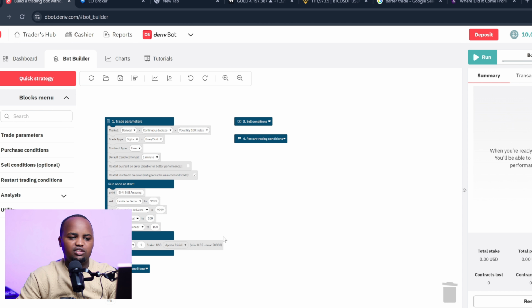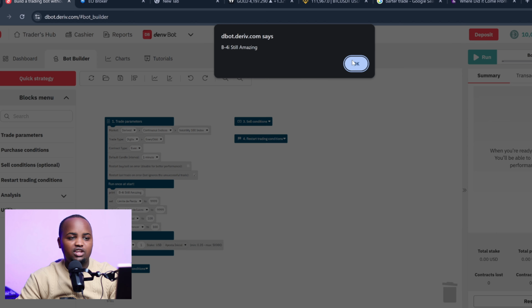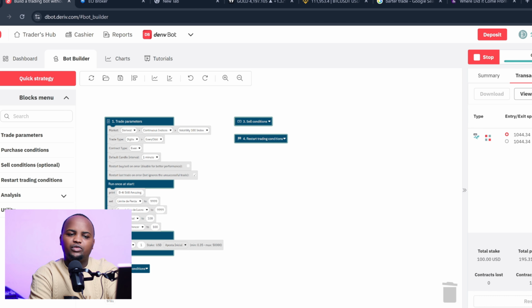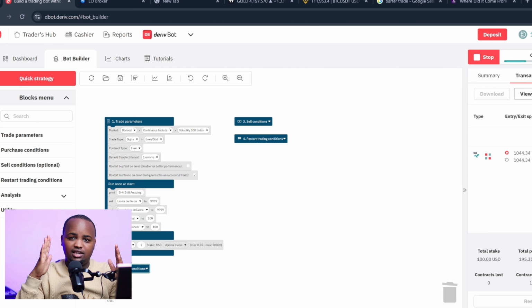So you see now that is what is one tick here, and then you run the bot. This bot is actually going to trade for you automatically. You can lose a lot of money, you can make a lot of money as well. Just look at that. You see, I'm not trading. My hands are here. It's actually trading.